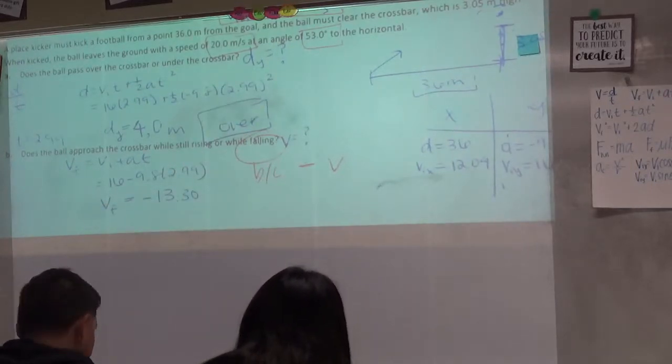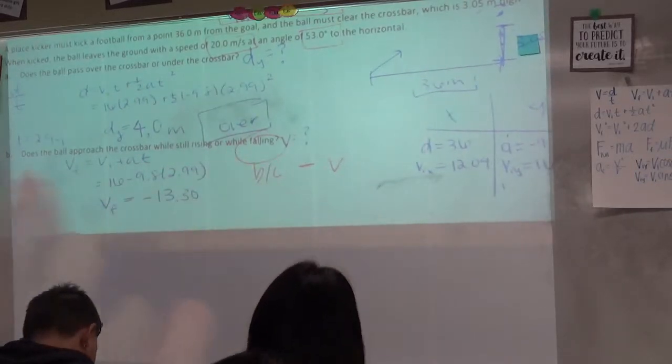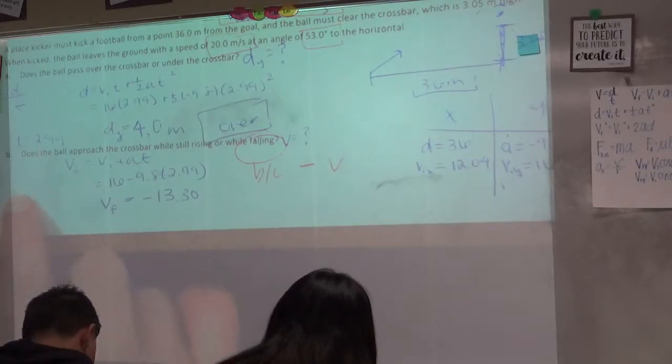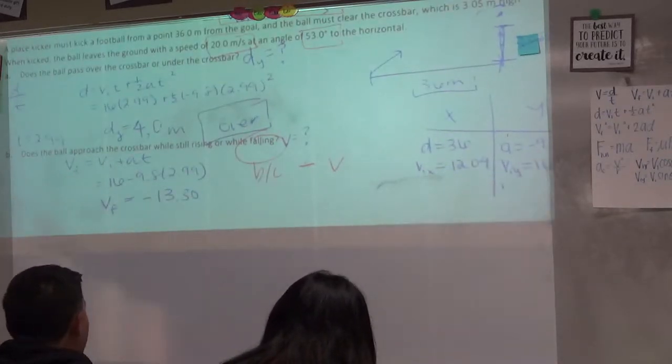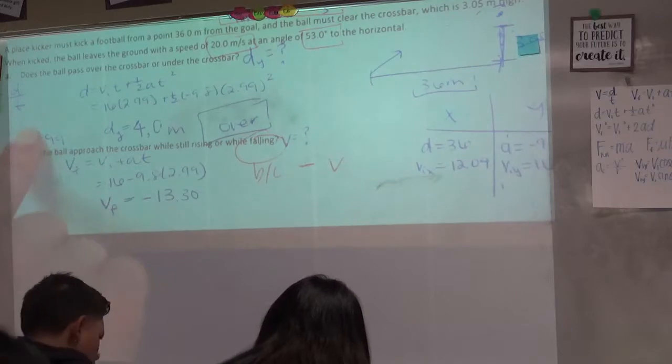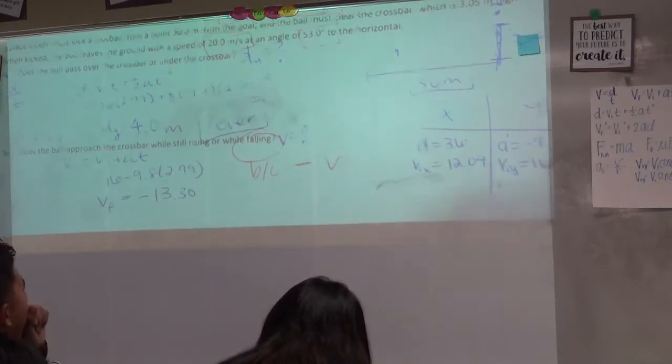You also could have done this a different way, by finding what t up is. If you plug in, you get that Vf is 0, t is 1.6. That's less than 2.99, so it's on its way down. We okay? Alright, cool.